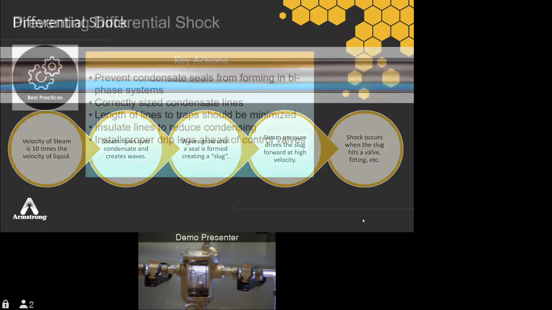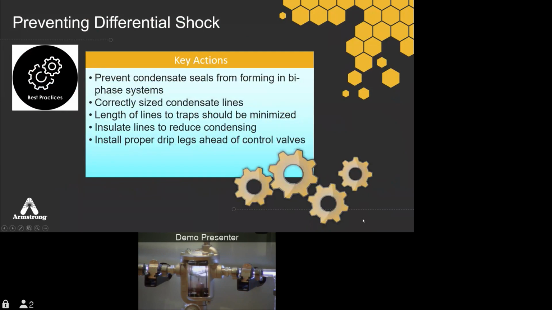Okay, so there's two main areas where you would typically see differential shock. One of them is your distribution lines. If you have poor insulation, or maybe it's not trapped properly, then you can start to have condensate building up and you just can't get rid of it quickly enough. You can start to see differential shock forming there. The other place is your condensate return lines. Particularly if they're undersized, you'll have the same issue where there's not enough room and your steam is moving very quickly. So you start having water seals forming and start seeing differential shock there as well.